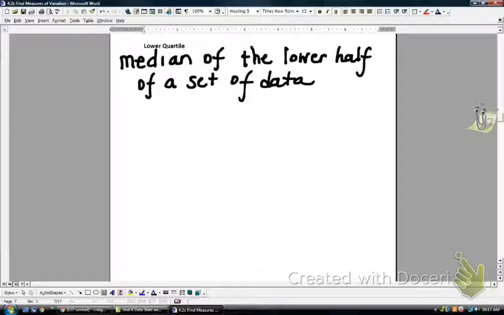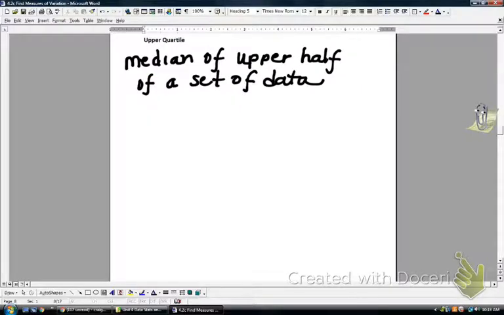Your lower quartile is the median of the lower half of a set of data. So you're going to find the median, and then the lower half of your data, you're going to find the median of that. We've already talked about upper quartile. Upper quartile is the median of the upper half of your data set.